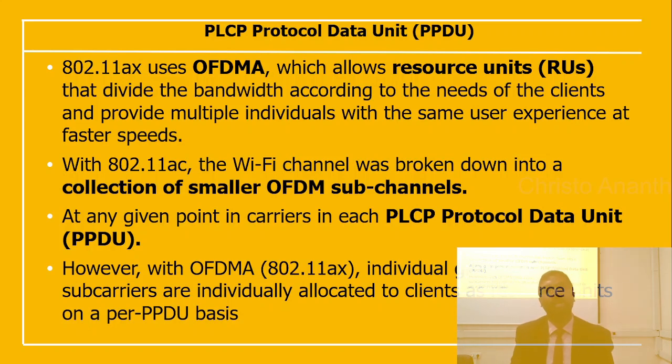So with 11ac, of course, the Wi-Fi channel was broken down into a collection of smaller orthogonal frequency division multiple sub channels as well. So at any given point in the carriers, in each PLCP protocol data unit, we will have all these groups. With orthogonal frequency division multiple access like 802.11ax, individual groups of subcarriers are individually allocated to the clients as resource units on a per PPDU basis. Okay, PLCP protocol data unit.